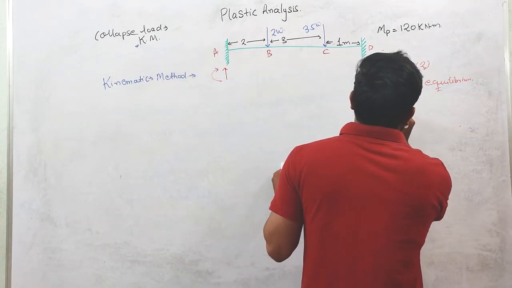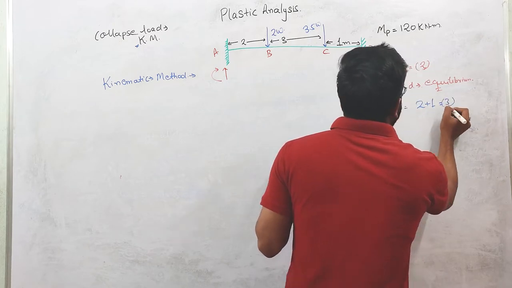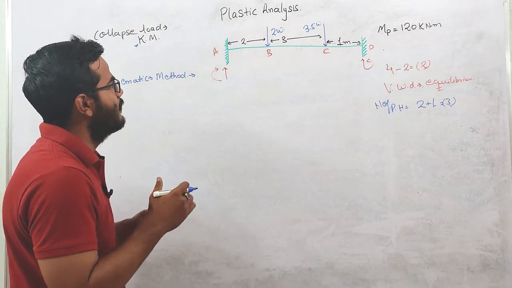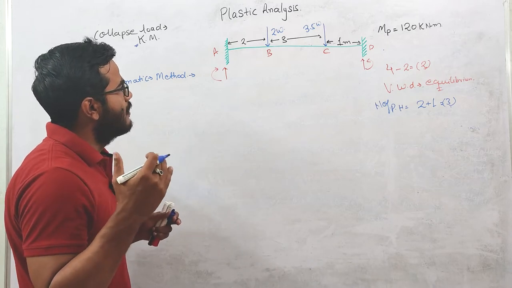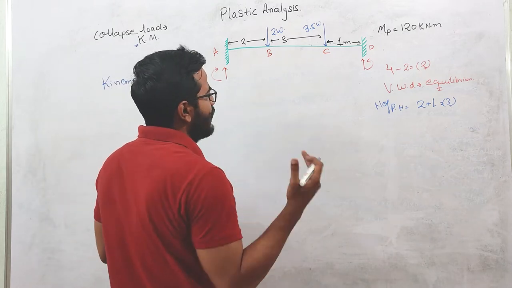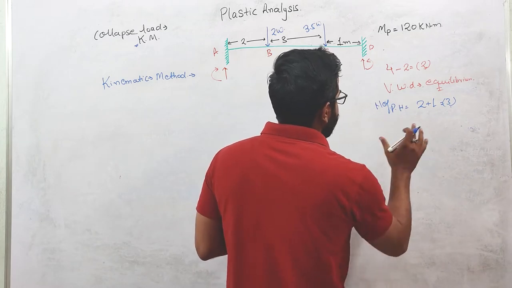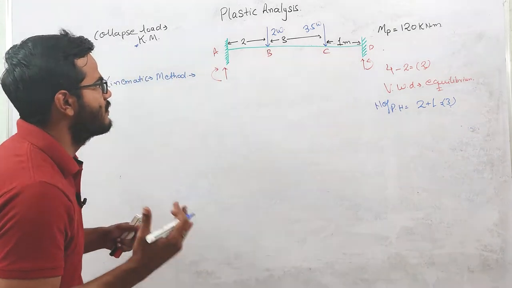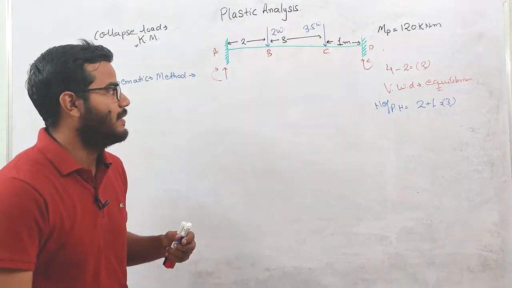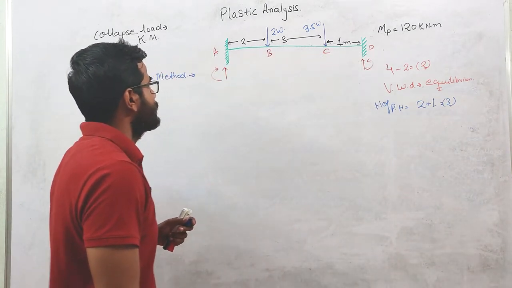So the number of plastic hinges required for collapse will be 2 plus 1, that is 3, because this is a single beam. If you take a continuous beam example, the number of plastic hinges at collapse can be less than 3, due to partial collapse of the structure. That thing we have already discussed while discussing the static equilibrium method, right? So the number of plastic hinges required is 3.